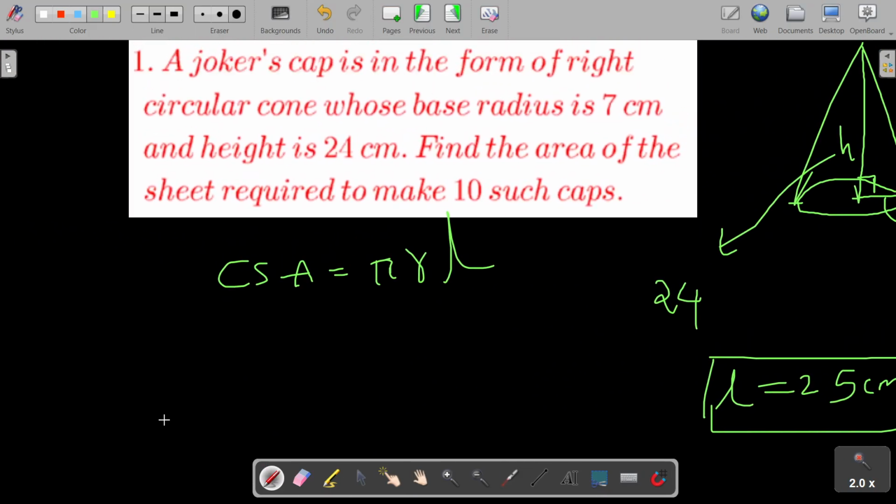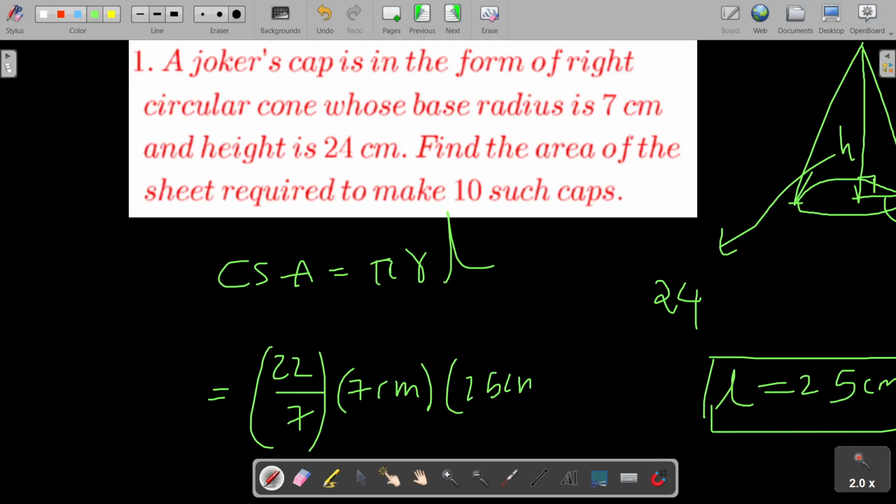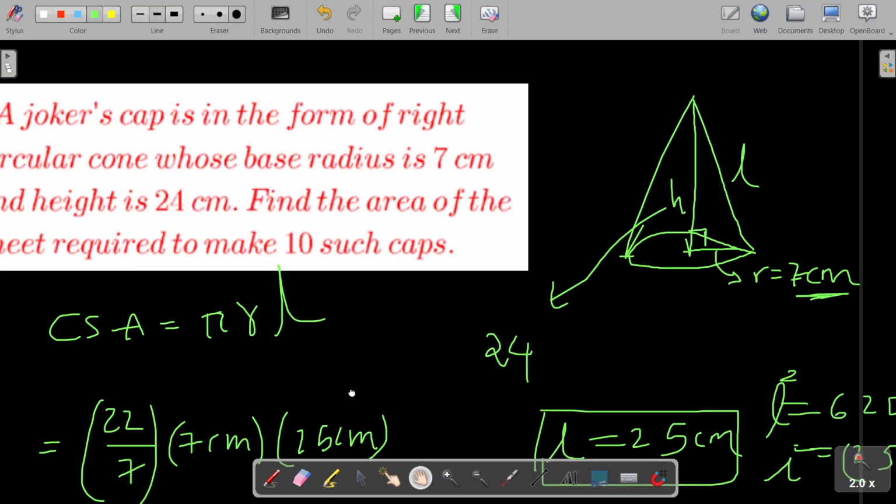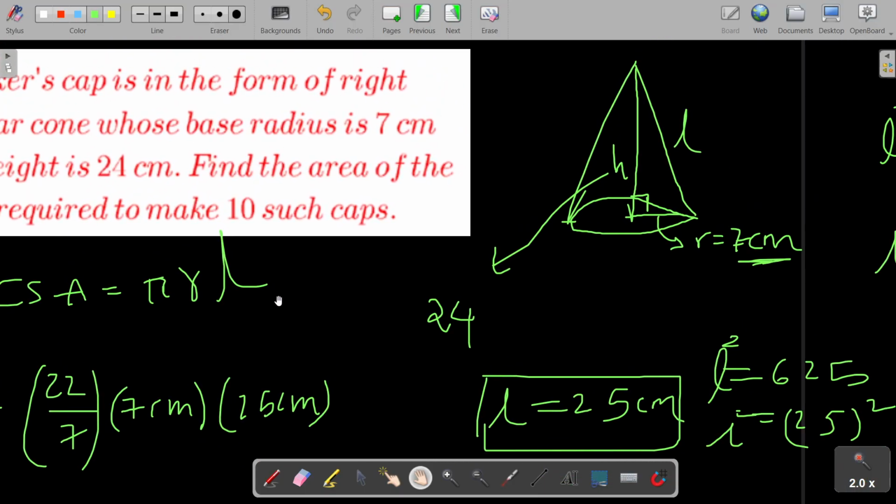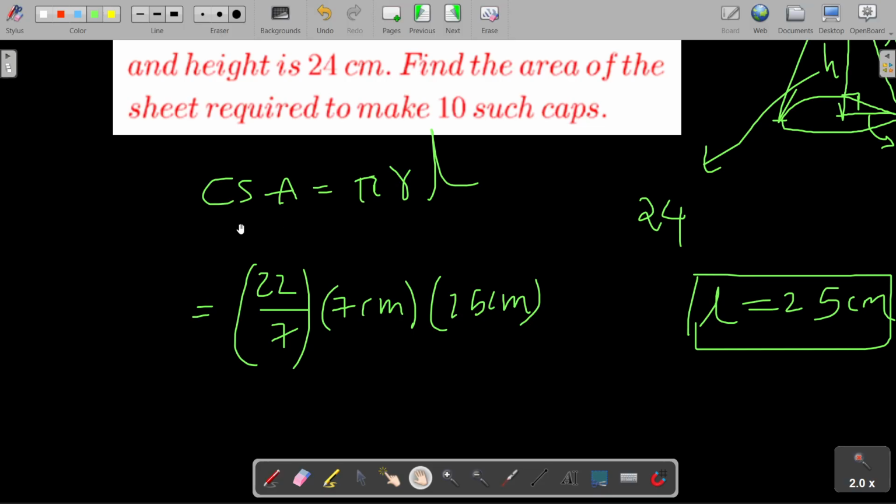So let's calculate. Pi is 22 over 7, and it is a constant. The radius is 7 centimeters and the length is 25 centimeters. Remember one thing, we are calculating the area required for one cap only. To find the area for 10 caps, we need to multiply it by 10.